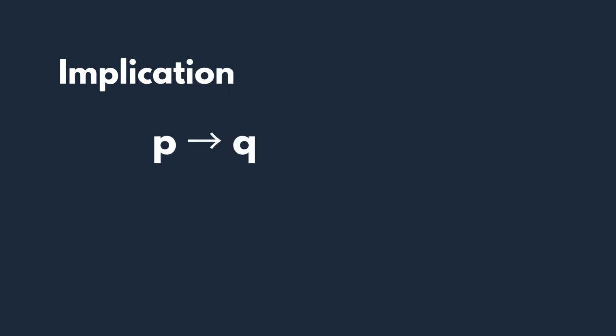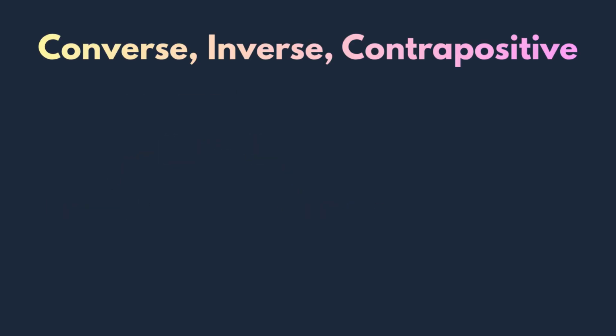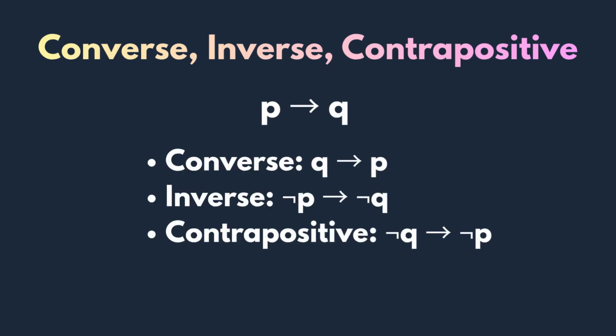This means if P, then Q. Just remember, it's only false when P is true and Q is false. In every other case, it's true. Now here's the part students always confuse. From this, we can create three new statements: converse, inverse, and contrapositive. And this is important for exams. The implication is logically equivalent only to its contrapositive. If you remember only one thing from this video, remember this.